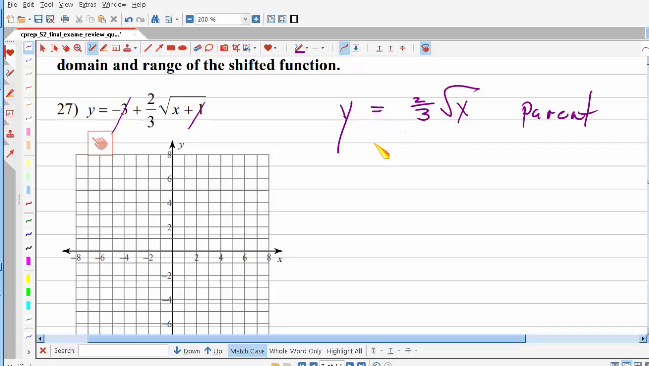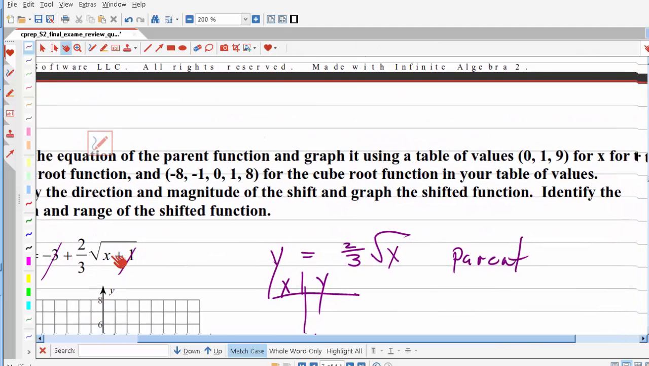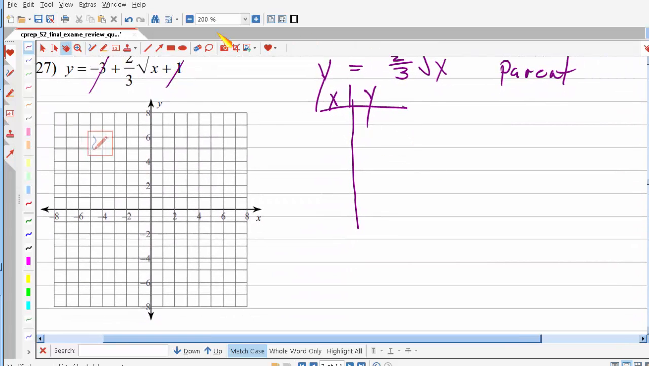Then I'm going to use a table of values to graph that. And I think it said use 0, 1, and 9. Okay, I could also use 4. So I'll just do 0, 1, 4, 9. So I put my values into the parent function, and I get 0, 2/3 here, I'm going to get 4/3, and here I'm going to get 6.